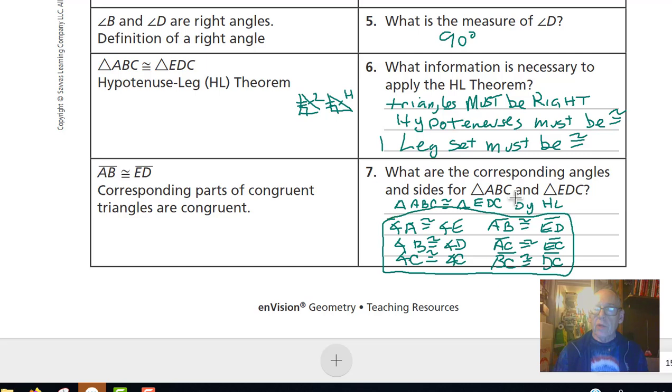So notice on this one, all it really took was showing that with the right triangles that you had 2 parts that were congruent, a set of legs and a set of hypotenuses, and that was enough to force the triangles to be congruent, which means all 6 pieces of the triangle are congruent.